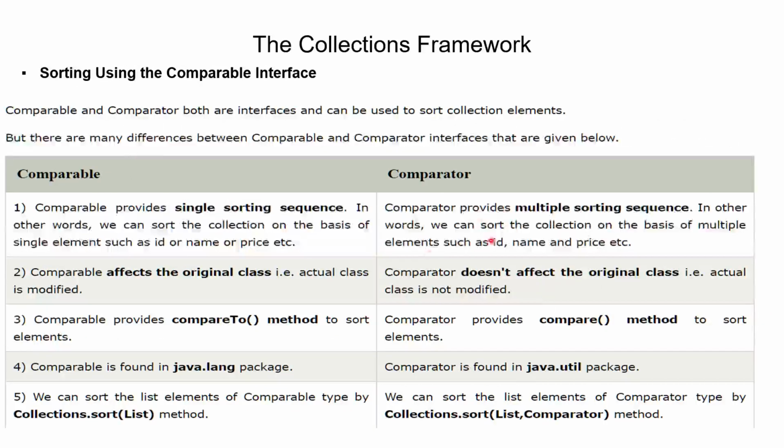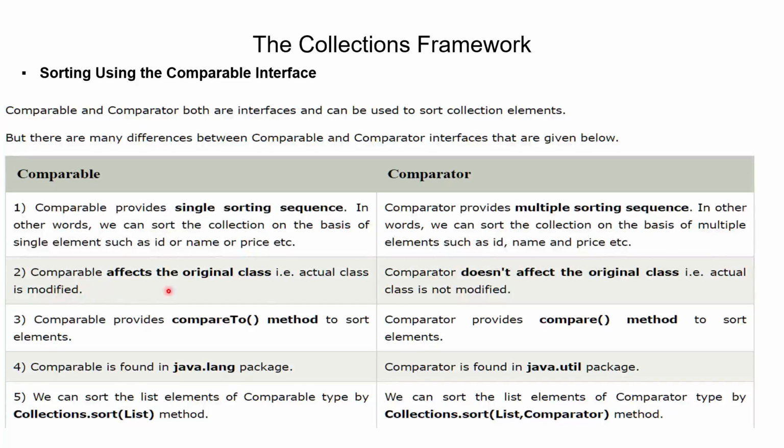Comparable and comparator are both interfaces that can be used to sort collections. There are differences between them. So if we take a look here, comparable provides a single sorting sequence. In other words, it can sort the collection on the basis of a single element such as an ID, name, or price, whereas a comparator provides multiple sorting sequences. In other words, we can sort the collection on the basis of multiple elements such as ID, name, price.